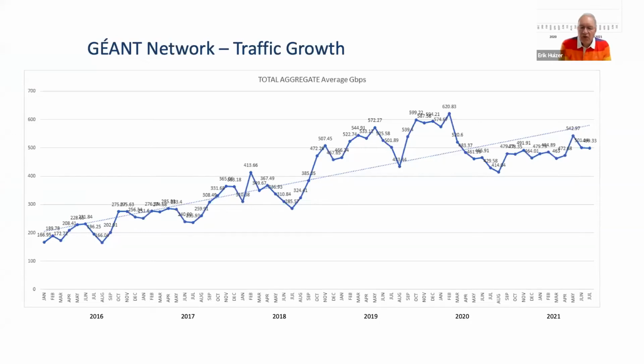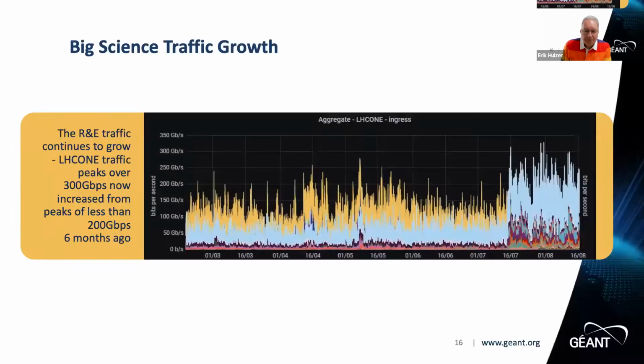The traffic growth is enormous. We double our traffic roughly every 3 years. And you can see that when the pandemic started, our traffic dropped a little bit because people were starting to work from home. But as you can also see, it soon got back up again and is following the same line again in growth.